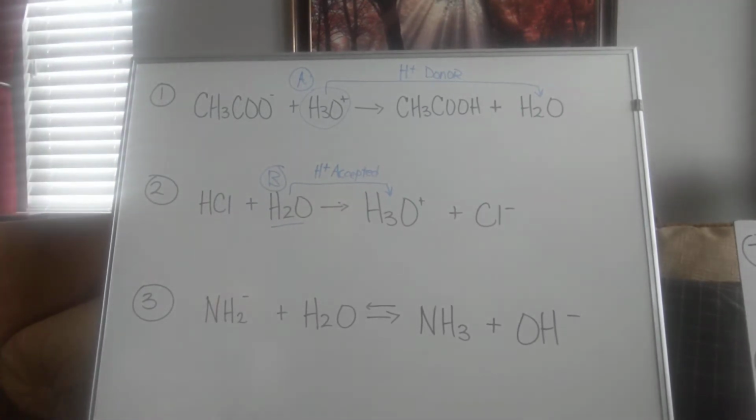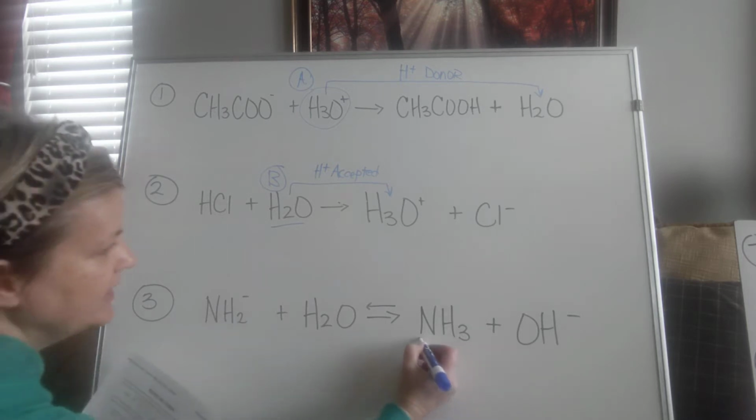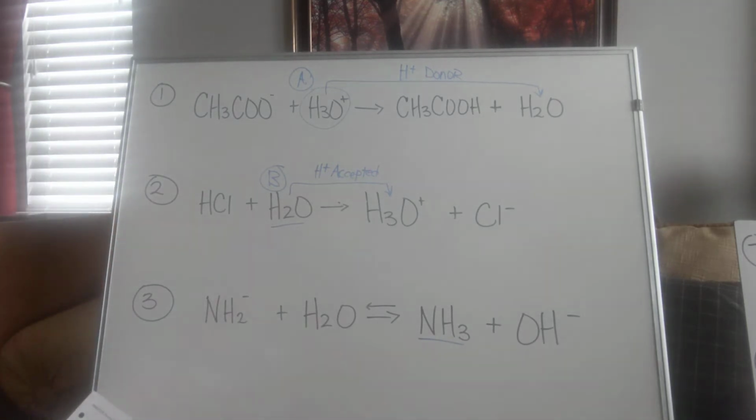All right, so we have NH2 negative plus H2O yields NH3 plus OH negative. According to the alternate acid-base theory, what does NH3 act as in the following reaction? So NH3 is a product, right? So it's not going to be the acid and it's not going to be the base. It's going to be a conjugate acid or a conjugate base.